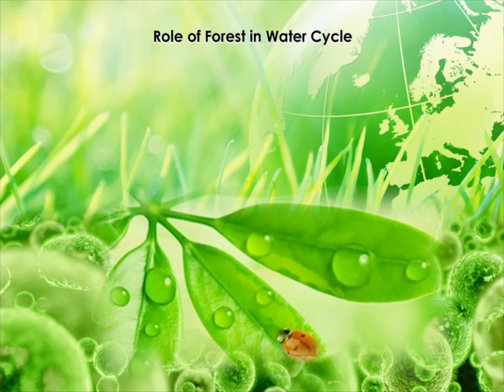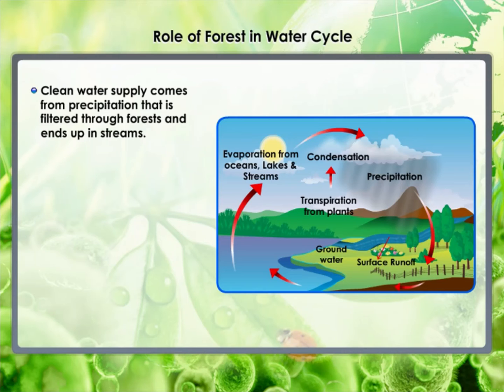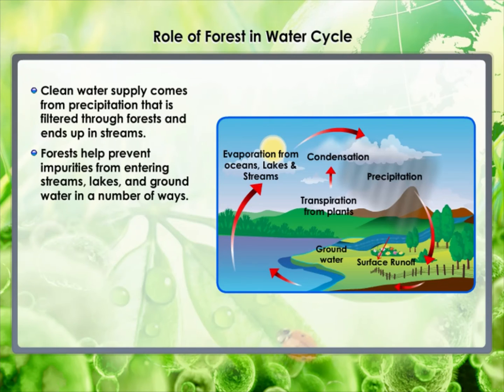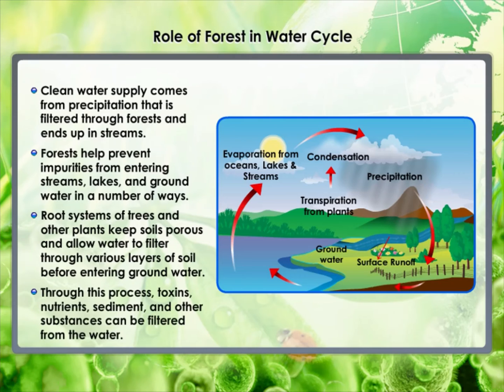Role of forest in water cycle. Clean water supply comes from precipitation that is filtered through forests and ends up in streams. Forests help prevent impurities from entering streams, lakes, and groundwater in a number of ways. Root systems of trees and other plants keep soil porous and allow water to filter through various layers of soil before entering groundwater. Through this process, toxins, nutrients, sediment, and other substances can be filtered from the water.